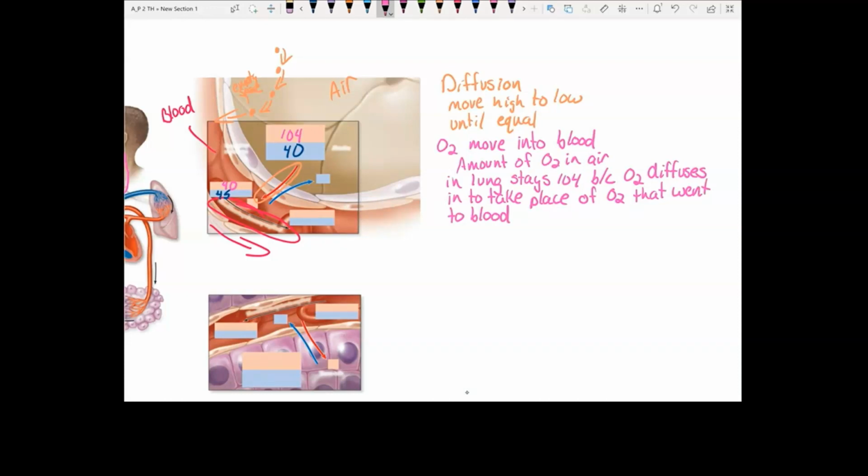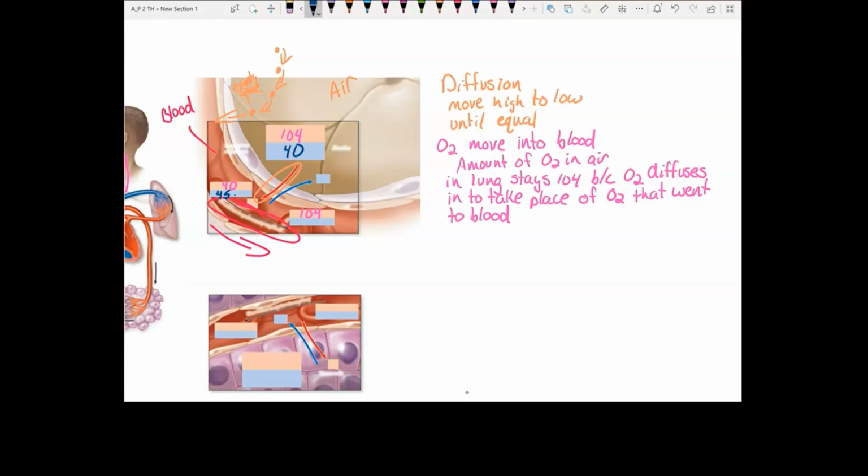So if the 104 never drops and diffusion goes until we're equal, that means we're going to equalize at 104. So the blood here, after it has exchanged with your lung, is 104. The same idea happens with carbon dioxide.